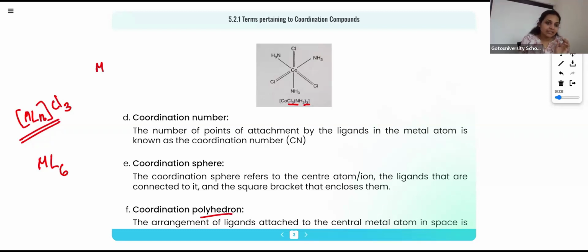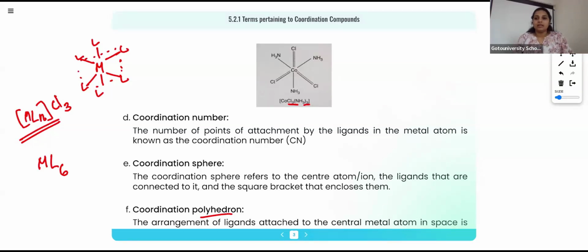So here the metal is surrounded by 6 ligands in an octahedral way. So this octahedron is the coordination polyhedron. Octahedron means 4 will be in the plane, 1 up, 1 down. That is called coordination polyhedron, octahedron. So all the coordination compounds have their own structure, that is called coordination polyhedron.